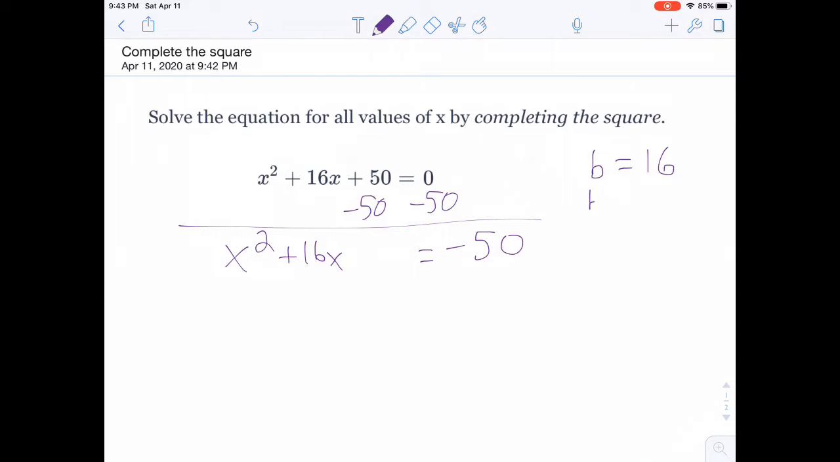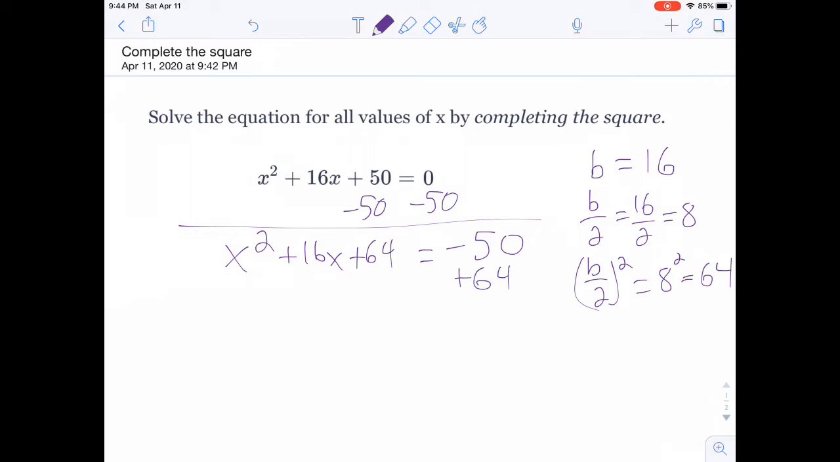I'm going to take my b term and divide it by 2. So 16 divided by 2 is 8. And then I'm going to square that number. 8 squared equals 64. Okay, so 64 is getting added to both sides. Remember, we have to keep the equation balanced. So on the left-hand side, I have x squared plus 16x plus 64. And I take negative 50 plus 64 is 14.